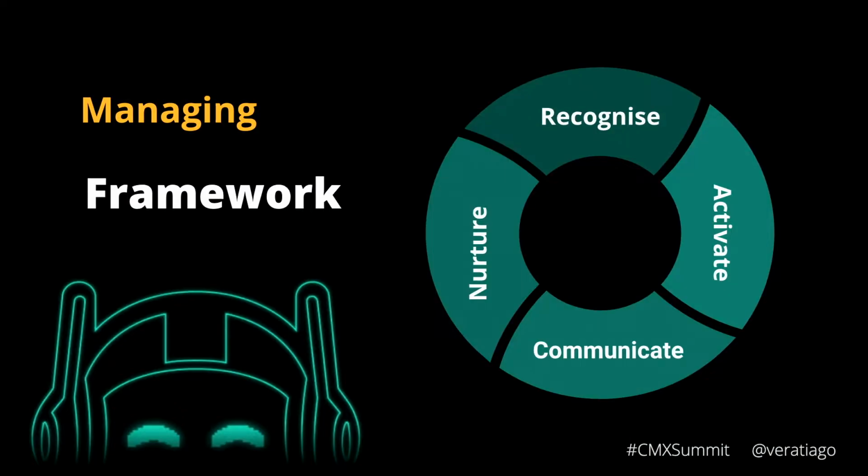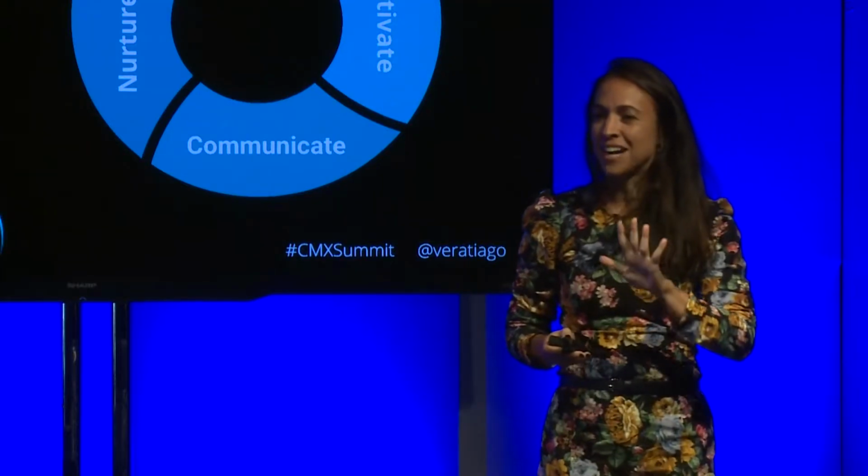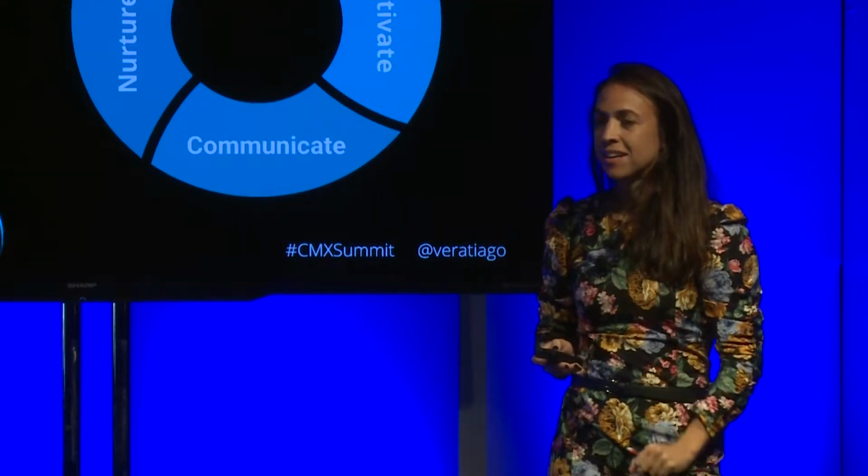Okay? So it's about 4 very important things. So recognize, activate, communicate, and nurture. So these 4 things, I will explain a bit better, are key for you to maintain and keep growing your MVP program and your community.